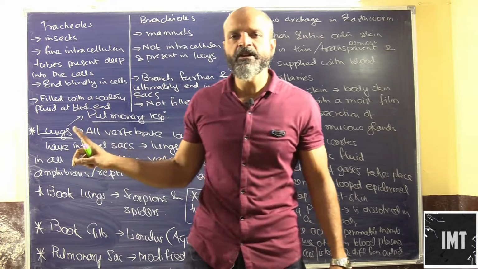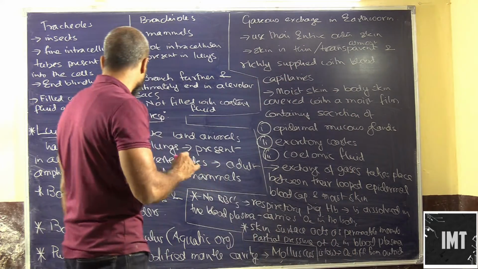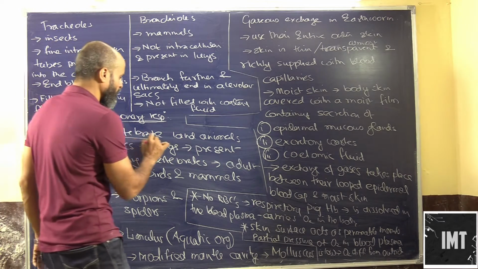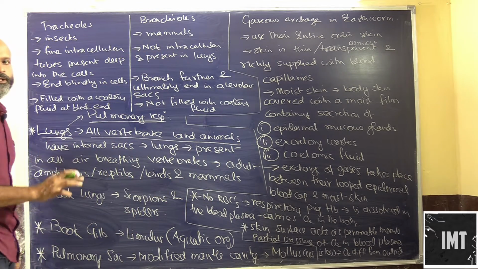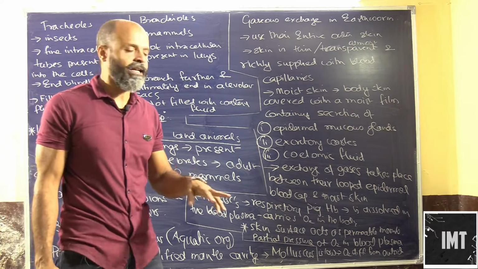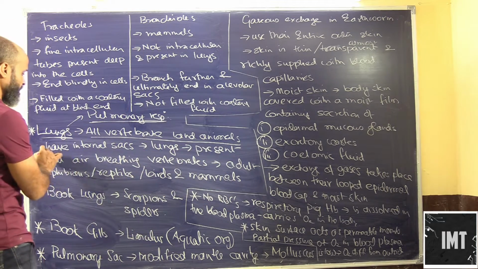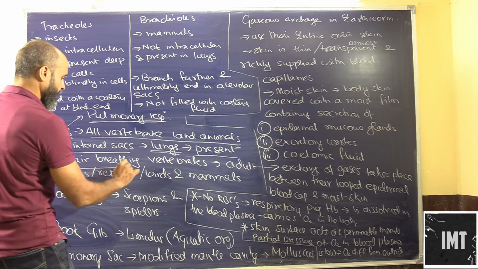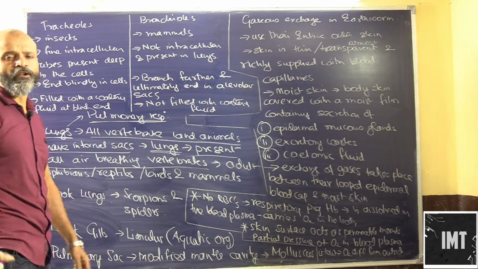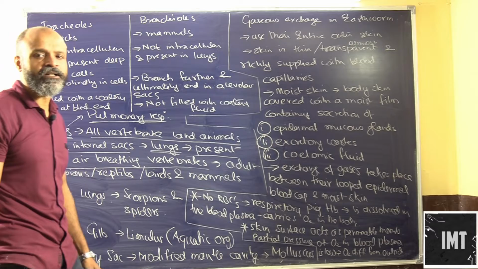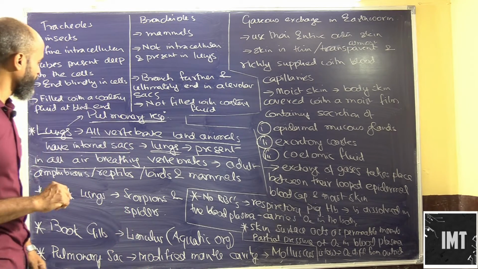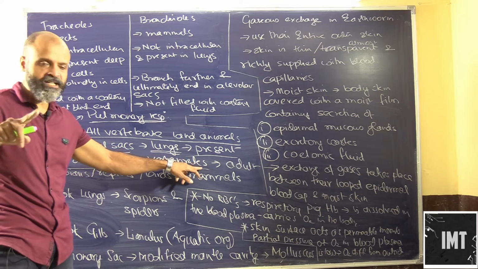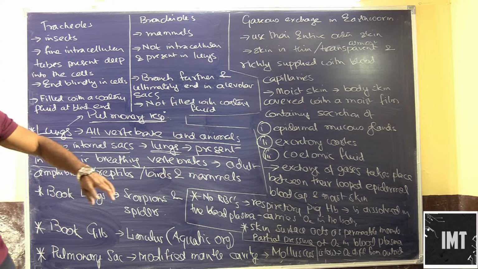This type of respiration is known as pulmonary respiration. It happens in all vertebrate and land animals. They have internal sacs called lungs, which are present in all air breathing vertebrates. We know what lungs are, as we have been studying about them since earlier classes. So these are basically sacs which are present in all air breathing vertebrates.